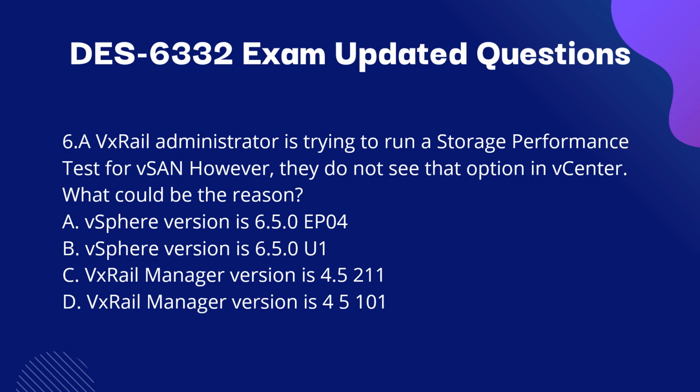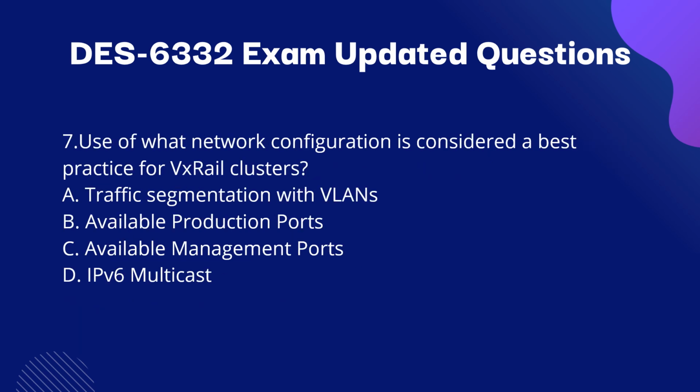6. A VxRail administrator is trying to run a storage performance test for vSAN. However, they do not see that option in vCenter. What could be the reason? A. vSphere version is 6.5.0 EP04. B. vSphere version is 6.5.0 U1. C. VxRail Manager version is 4.5.211. D. VxRail Manager version is 4.5.101.